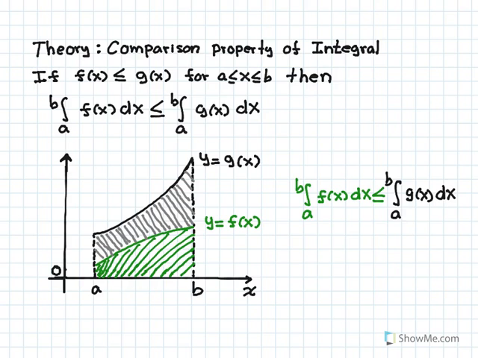Alright, let's go over the theory that we applied in this question. The theory we applied was a comparison property of integrals. If f of x is less than or equal to g of x on the closed interval a, b, then the area under the curve of f of x is going to be less than or equal to the area under the curve of g of x. We expect that from the diagram. You can see that the green shaded area is less than or equal to the black shaded area in this case.